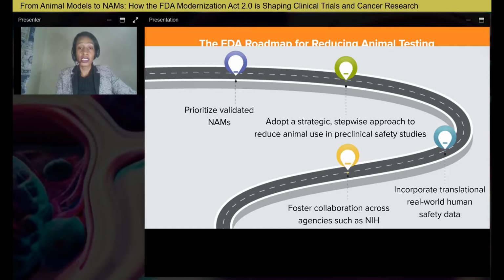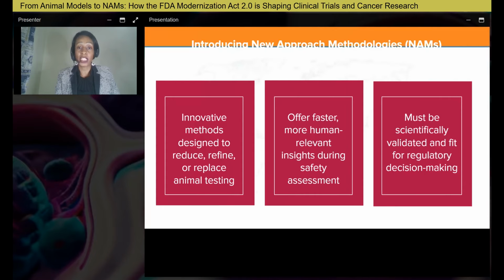What this means in short is that where studies have been conducted on humans abroad, these results can now be used to inform FDA determinations. So this roadmap is a strategic stepwise approach to reduce animal use in preclinical safety studies.